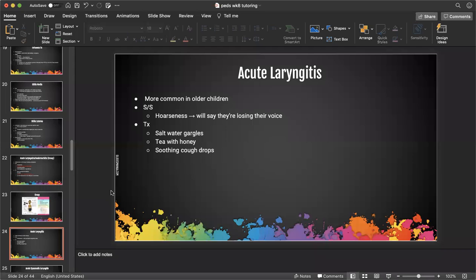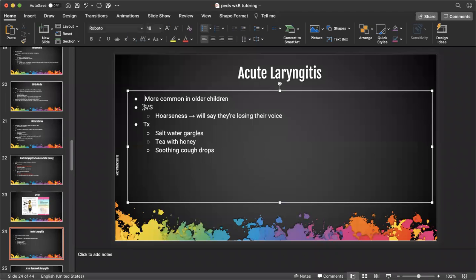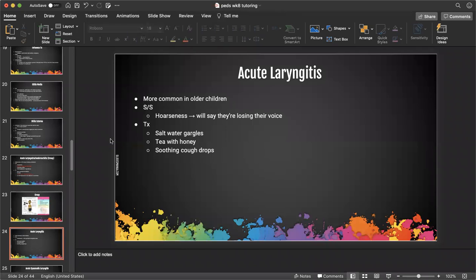So acute laryngitis is more common in older children. So make sure you know the specific age for when it's most common for kids to get acute laryngitis. Some signs and symptoms: they'll be hoarse, so they'll say they're losing their voice. The main treatment is just saltwater gargles, tea with honey, and soothing cough drops, because they're losing their voice, so their voice is kind of cracking. And again, make sure you know which age group is more prone to getting acute laryngitis.